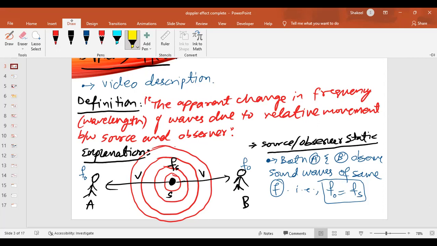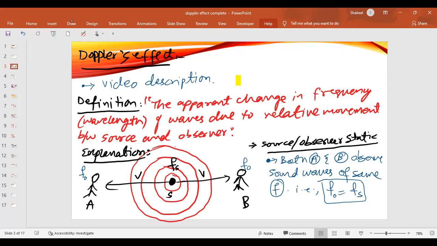Then if you want to check the position of an aircraft, you have to use the Doppler effect. On the highways, the speed cameras used by the patrolling police use the Doppler effect to detect or measure the speed of the vehicles. And the scientists have told us that our universe is still expanding after the Big Bang. It is still expanding, and that happens only because of the Doppler effect. So the Doppler effect is a very, very important phenomenon in physics.